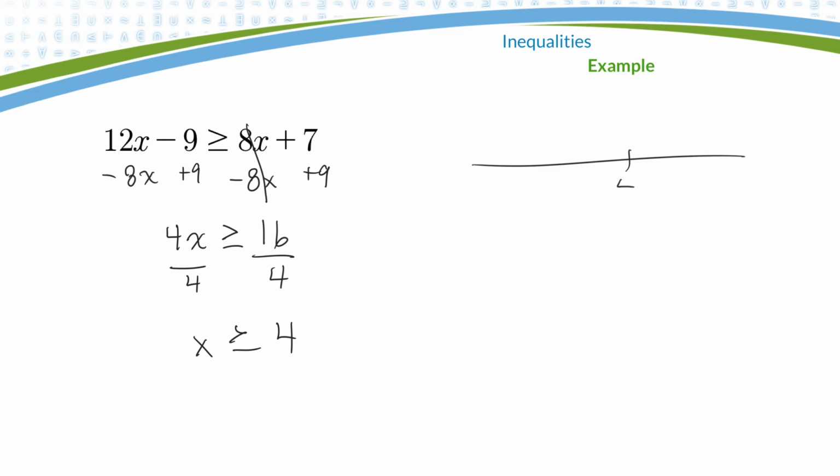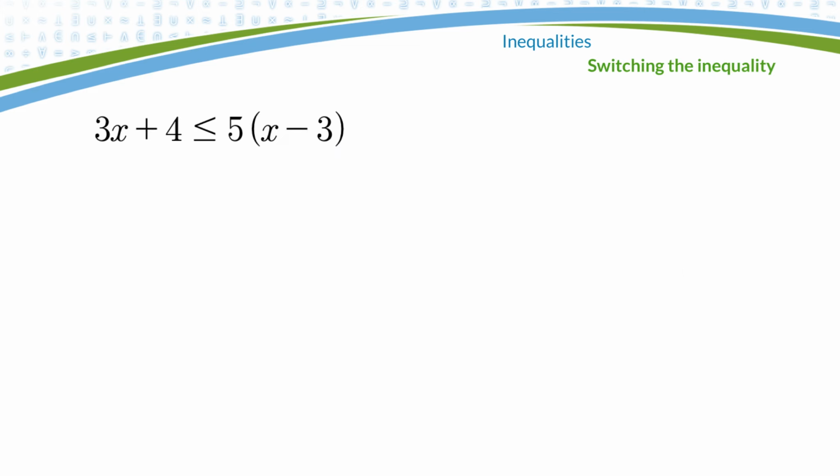Number line, 4 is here. It's everything that's bigger than that, but it can include 4, so I put a square bracket there. In interval notation, the smallest number is 4, the biggest is infinity. And it can include 4, that's why the square bracket. Okay, here's another one. This one involves some brackets. We can deal with those.